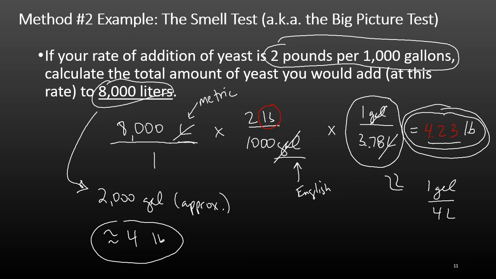It's easy to push decimal points in the wrong direction and end up with something that's 10 times too much or 10 times too little. But if I do the big picture smell test, then I get an idea. All right, it should be about 4 pounds. It is about 4 pounds. I'm in the ballpark. I didn't screw this up too bad.